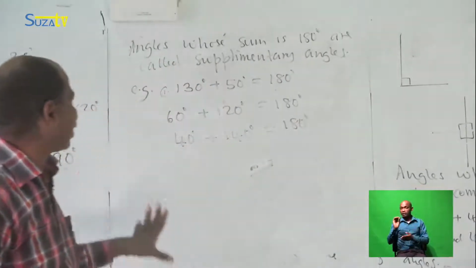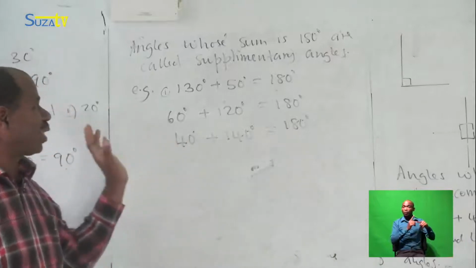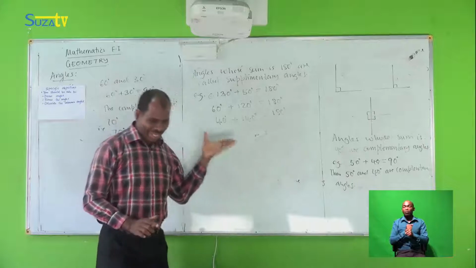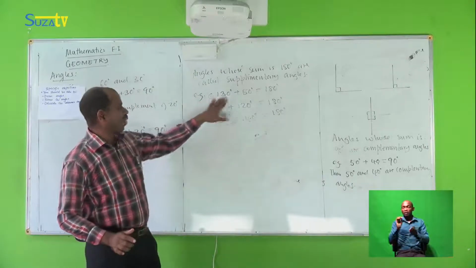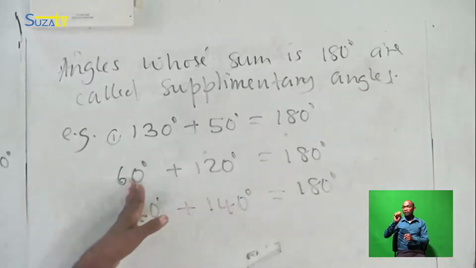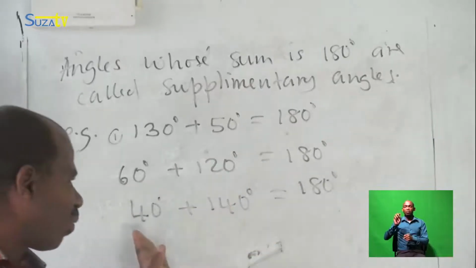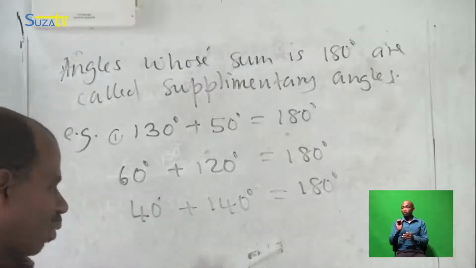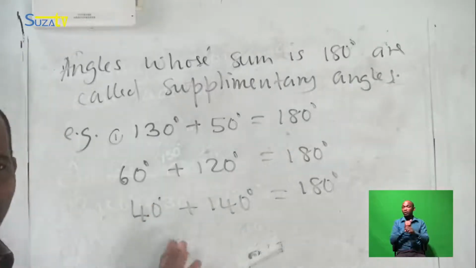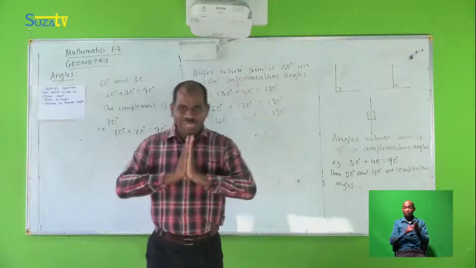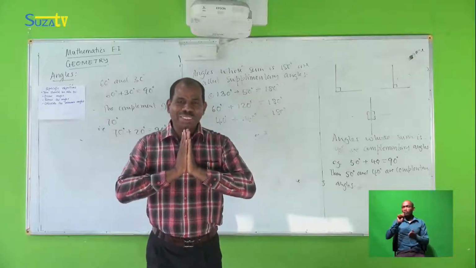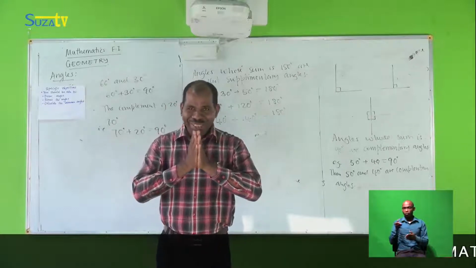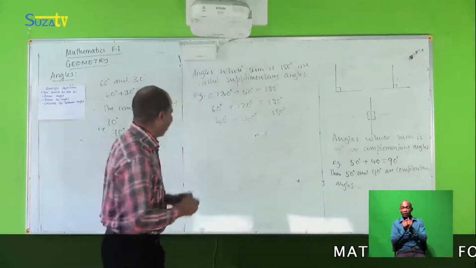I repeat, angles whose sum is 180 degrees are called supplemental angles. Examples of supplemental angles: 130 plus 50, 60 plus 120, 40 degrees plus 140, and so on. There are so many examples. Can you give me another example of supplementary angles? Yes? 110 and 70. Good.